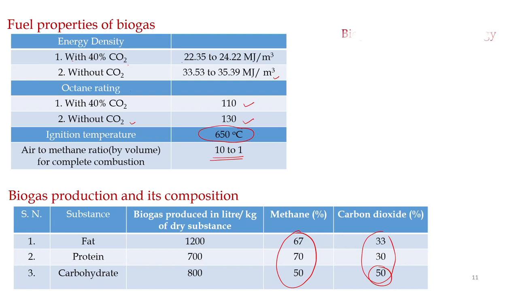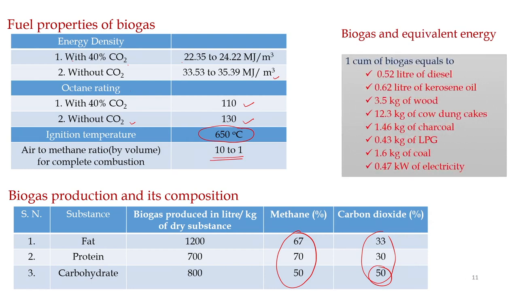Also sometimes we are interested to know the equivalent energy. Suppose we have produced 1 cubic meter of biogas, which is equivalent to about 0.52 liter of diesel, 0.62 liters of kerosene oil, 3.5 kg of wood, 12.3 kg of cow dung cake, 1.46 kg of charcoal, 0.43 kg of LPG, 1.6 kg of coal, and 0.47 kilowatt of electricity. So these are some of the pieces of information which are required while designing the plant and comparing plants.